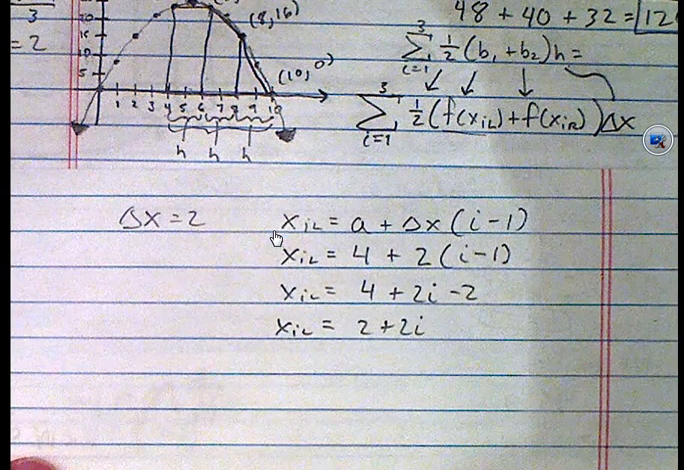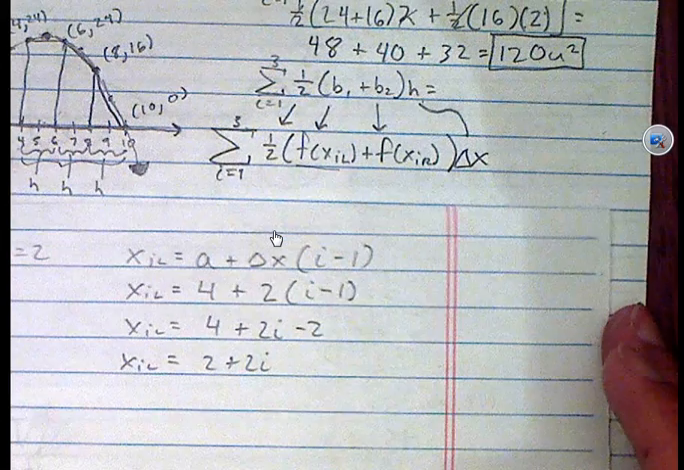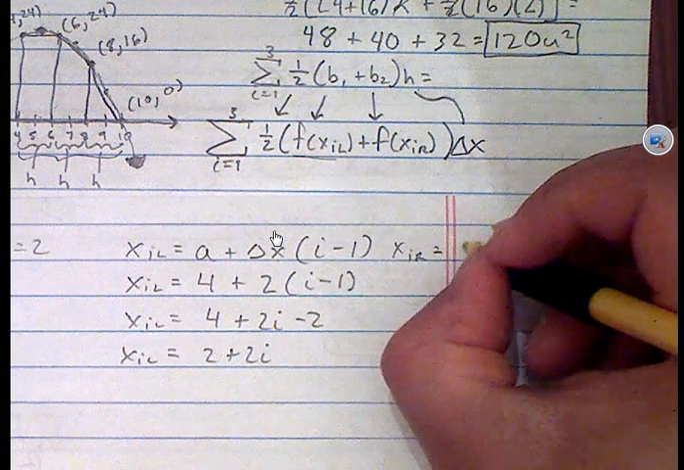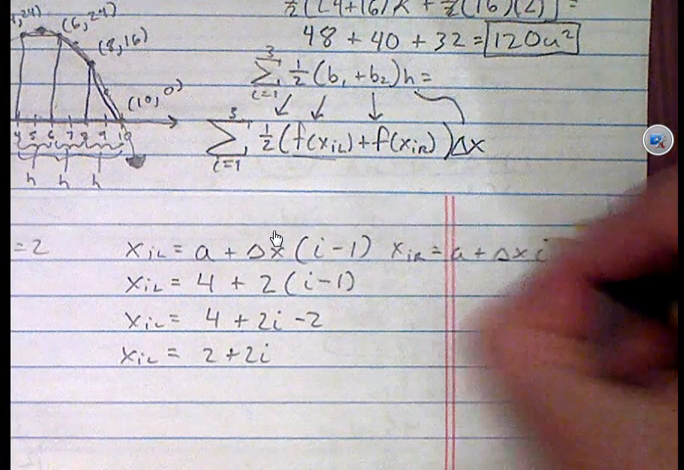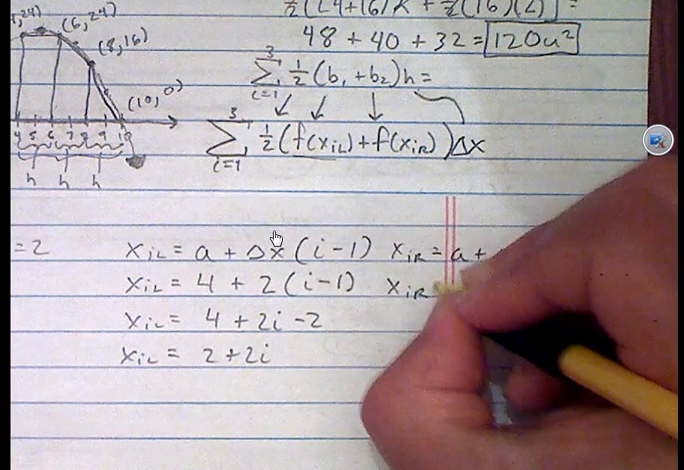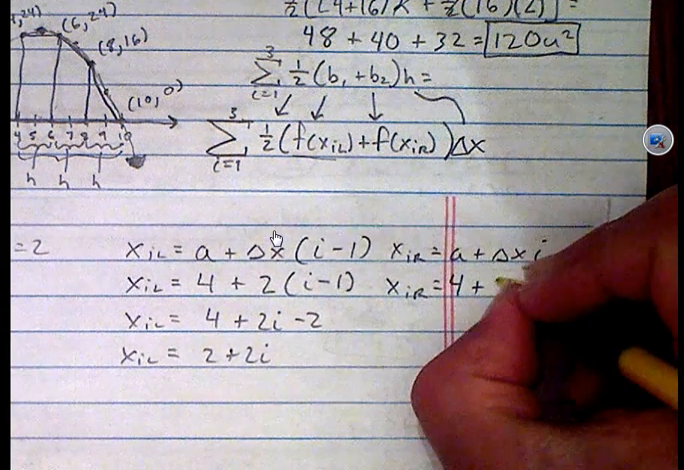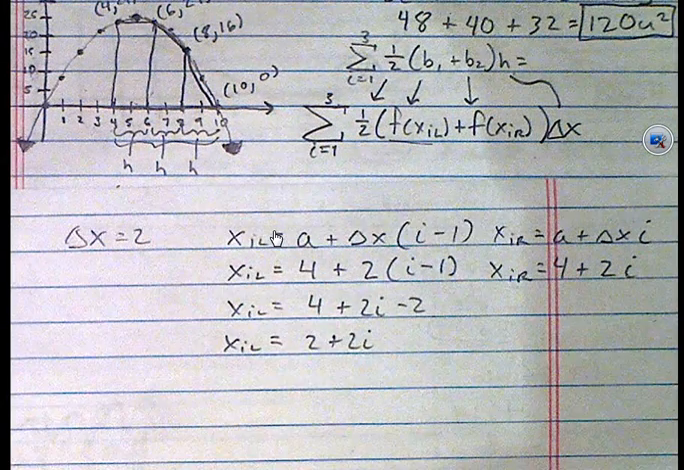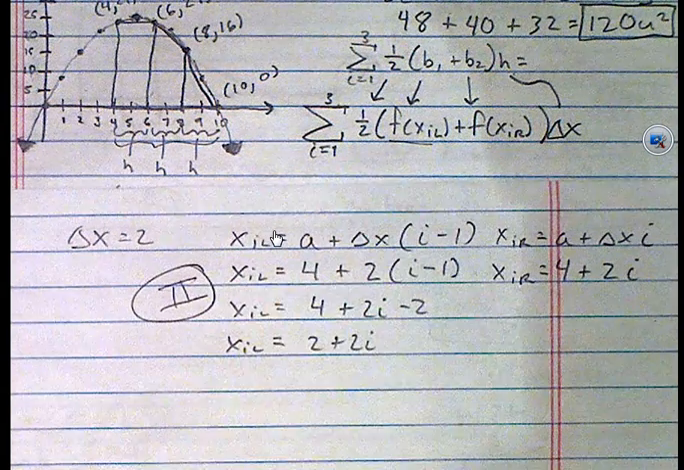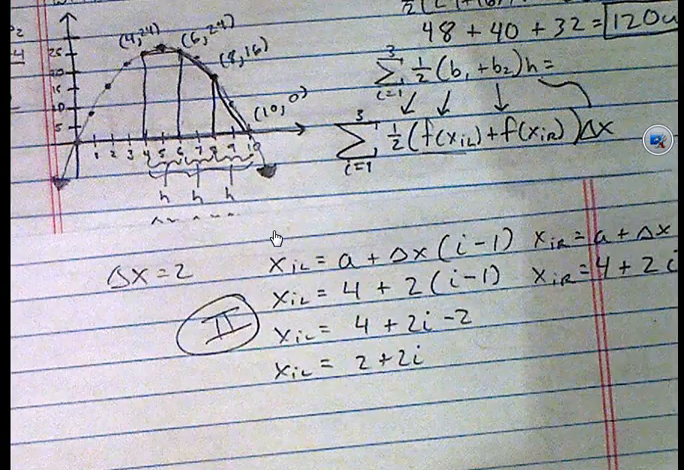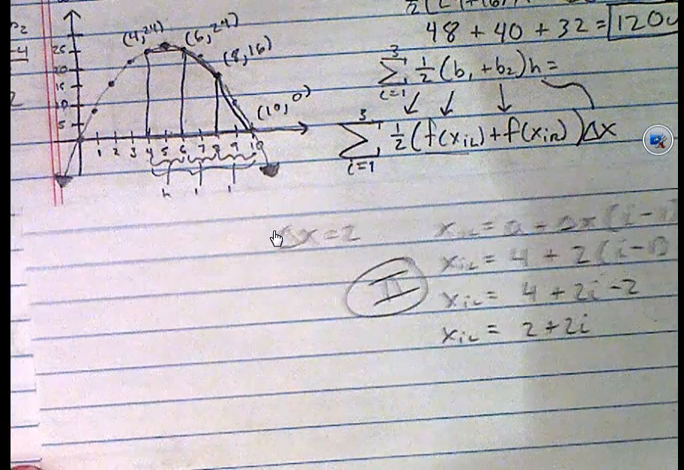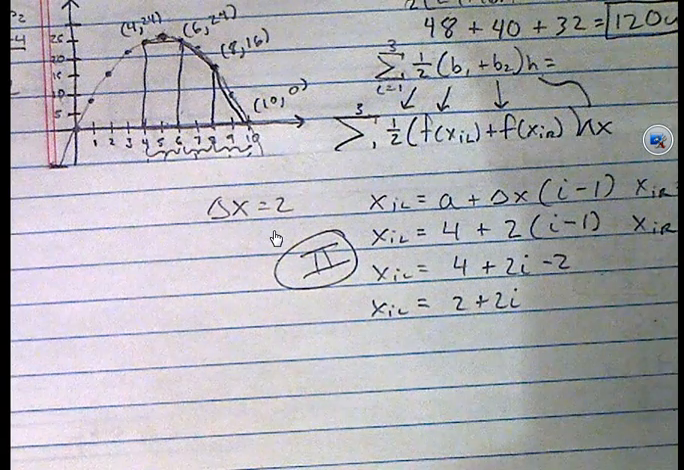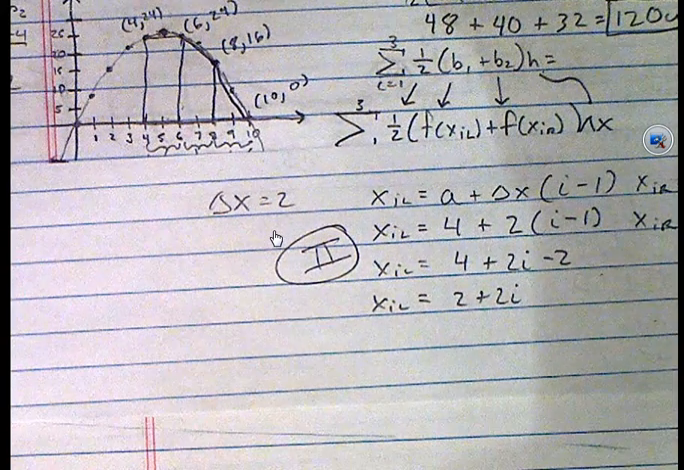Alright, and I might as well go ahead and find my x of ir. Okay, so let's go ahead and do that. My x of ir is equal to a plus delta x times i. X of ir is equal to 4 plus 2i. And that's it. Okay. Now, so there's step 2. Done both times. Step 3 is going to be a doozy. Because I'm going to need some more paper for this one. Alright, step 3.